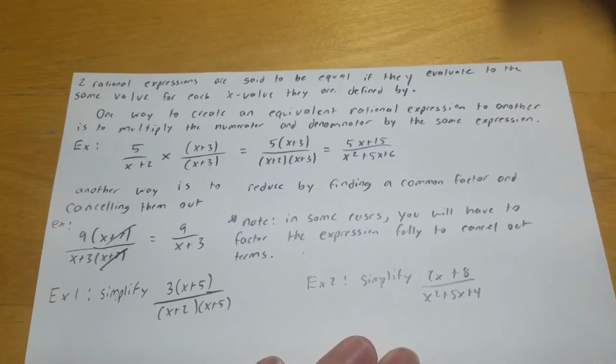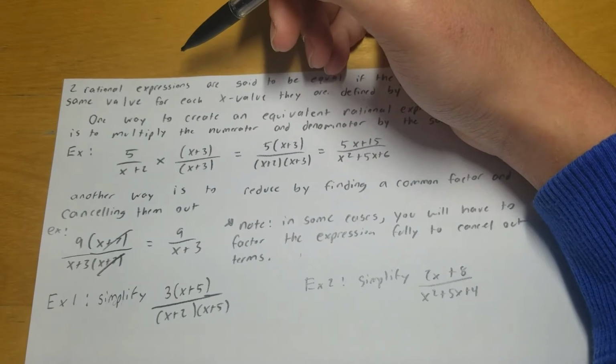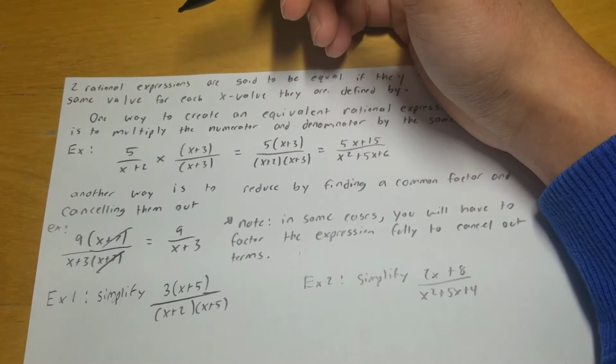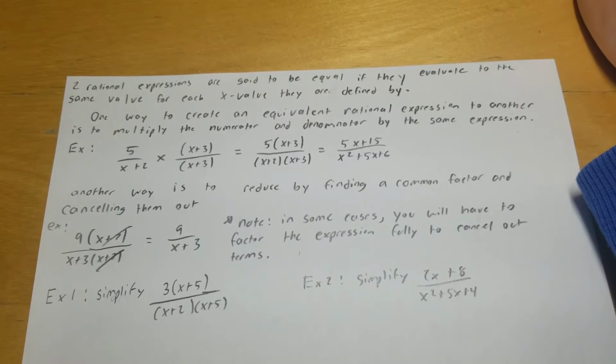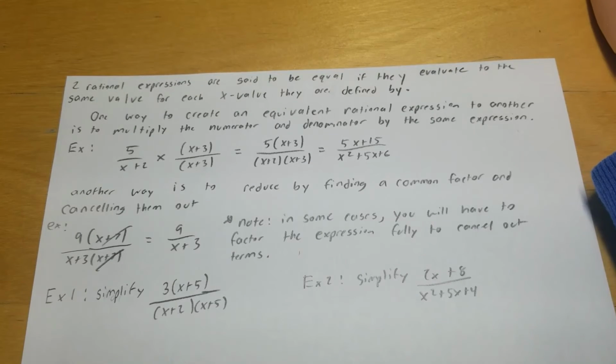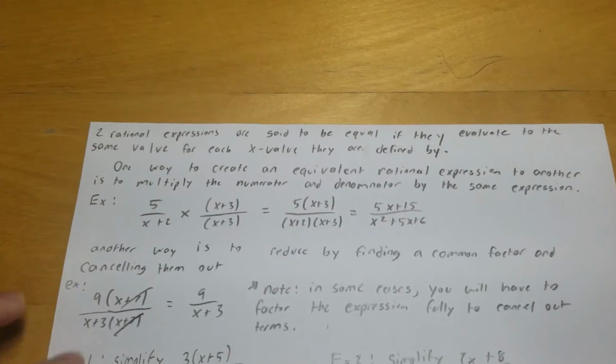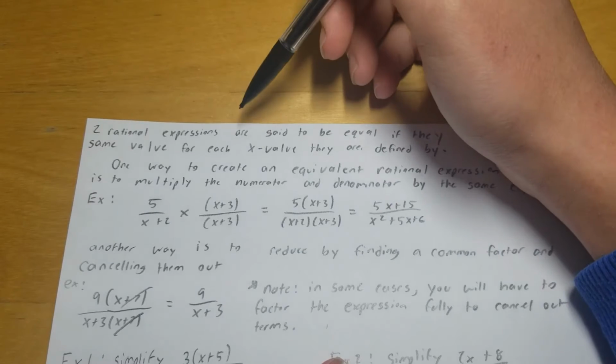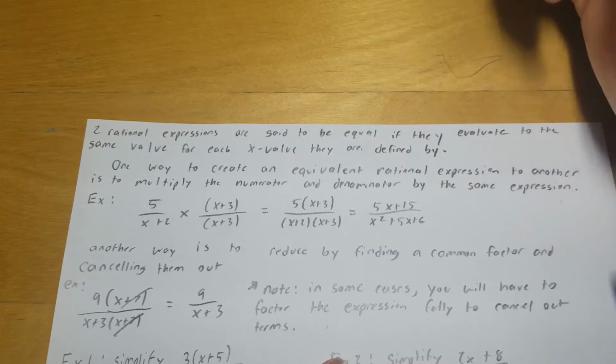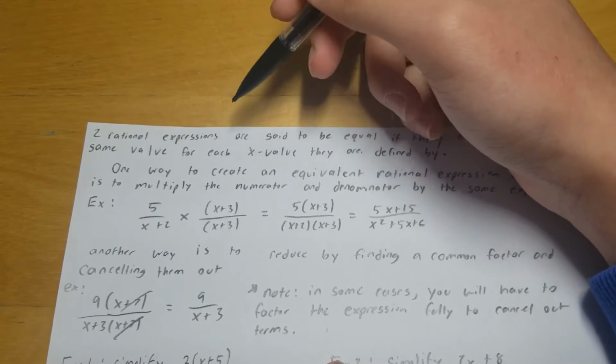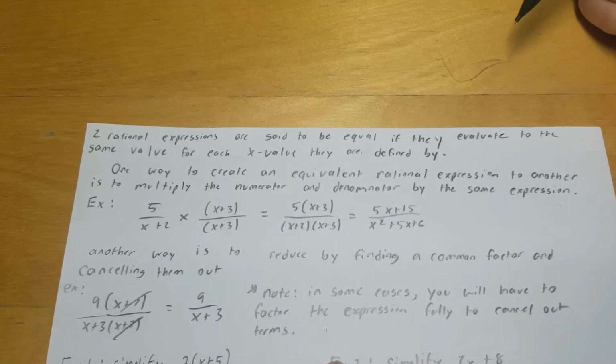Okay, so I forgot to label this one, but this would be the first subtopic, reducing rational expressions, under topic 1, arithmetic with rational expressions. Two rational expressions are said to be equal if they evaluate to the same value for each x value that they're defined for.